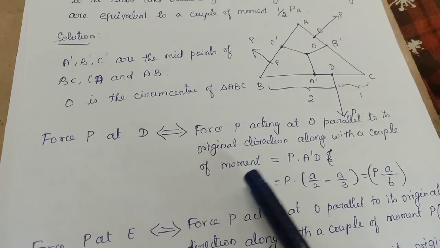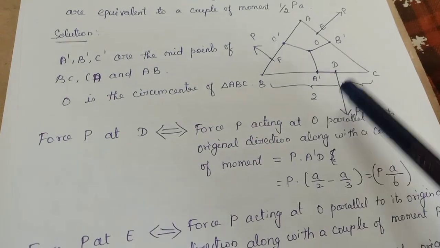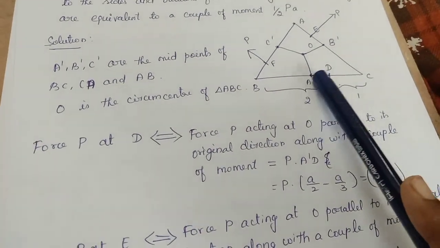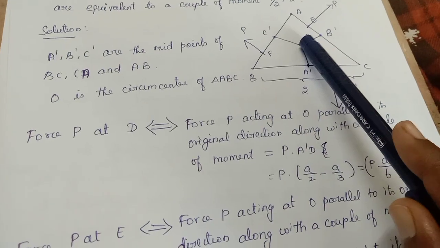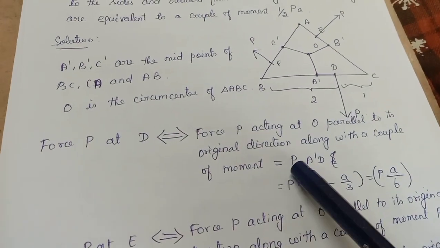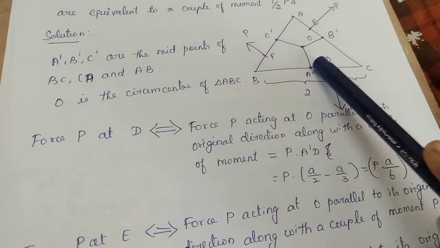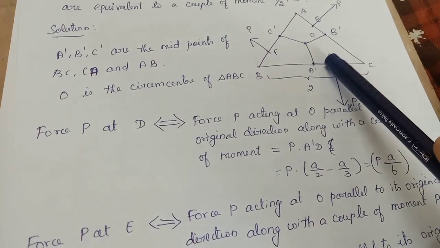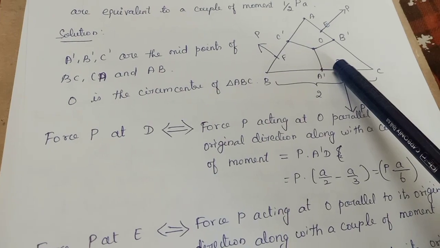And what will be the moment of the couple? Moment equal to P into the perpendicular distance. Here only I am going to replace the force, no? So the force will be here. So what will be the moment? Equal to P into the perpendicular distance between the two lines of action. This is what I have stated in the result in the previous section.